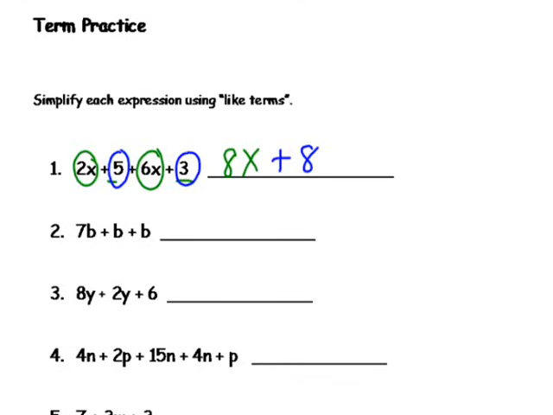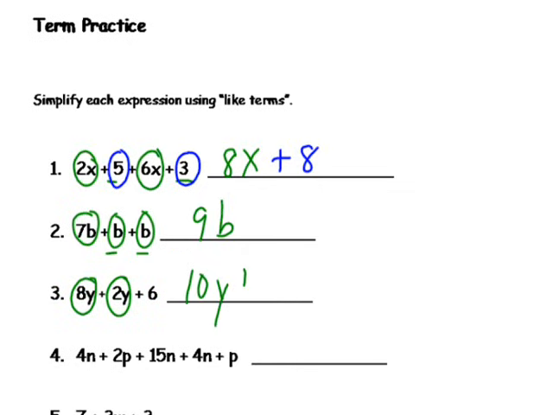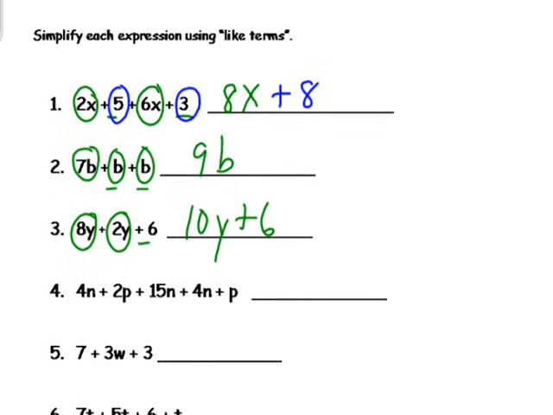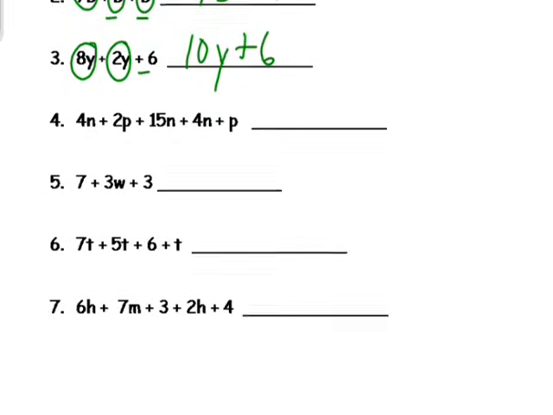In the next example, we could actually combine all 3 of these. We have 3 different terms, and they all share the same variable b. So 7b plus 1b plus 1b would be 9b. In the next example, we have 3 terms. We have 8y and 2y. They share the same variable, so that would be 10y plus the number 6.